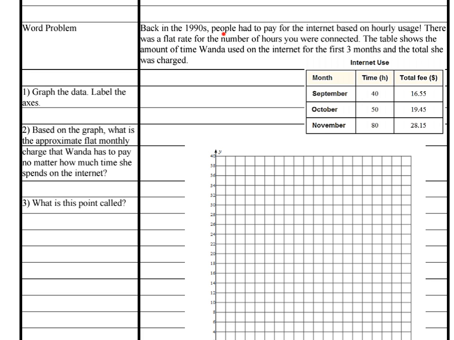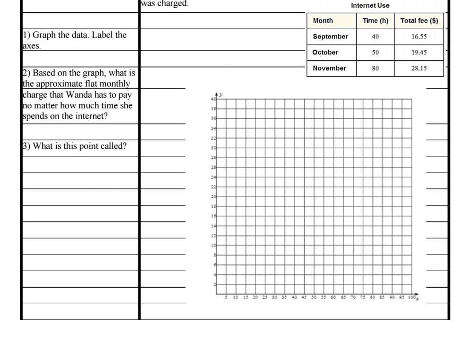Back in the 1990s, people had to pay for the internet based on hourly usage. There was a flat rate for the number of hours you were connected. The table shows the amount of time Wanda used on the internet for the first 3 months and the total she was charged. Graph the data and label the axes.